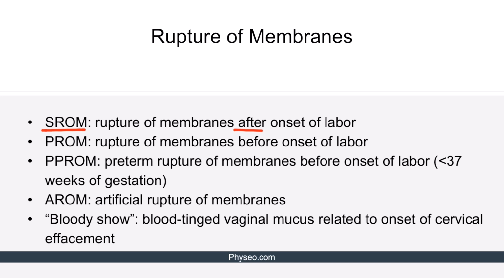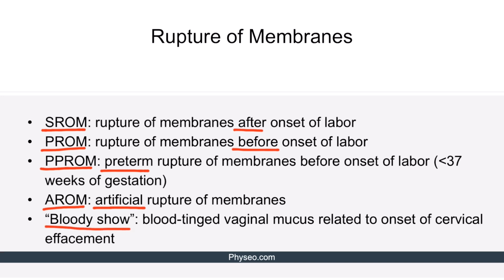Premature rupture of membranes, or PROM, occurs before the onset of labor. Another related term is PPROM, that is, preterm premature rupture of membranes. PPROM is just premature rupture of membranes at less than 37 weeks of gestation. Finally, AROM stands for artificial rupture of membranes, which is performed if the amnion does not rupture on its own after the onset of labor.